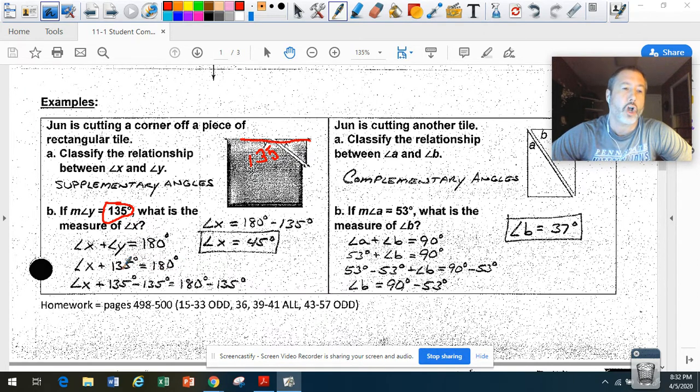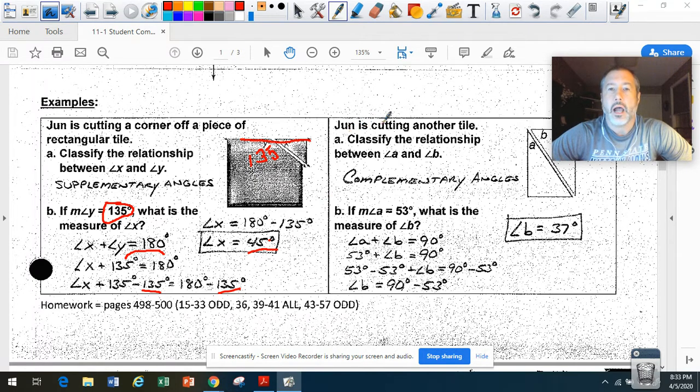So in order to solve this, I've got to get the 135 to the other side over here. So in order to do that, the 135 is being added. The opposite of adding is subtracting. So I'm going to subtract 135 on both sides. So when I do that on both sides, I get the measurement of angle X equals 45 degrees. Do not forget your degrees. That's important to have. Let's look over here.